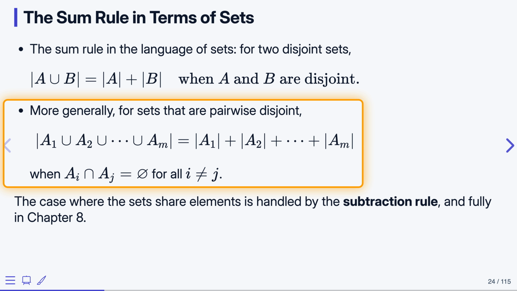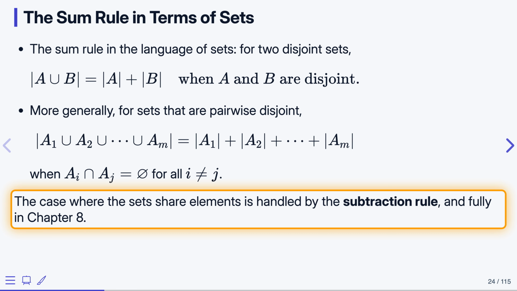More generally, take sets A1 through Am that are pairwise disjoint. That means every two different sets share no element. Then the size of their union equals the size of A1 plus the size of A2, and so on, plus the size of Am. When the sets do share elements, we need the subtraction rule, which we study soon and fully in Chapter 8.